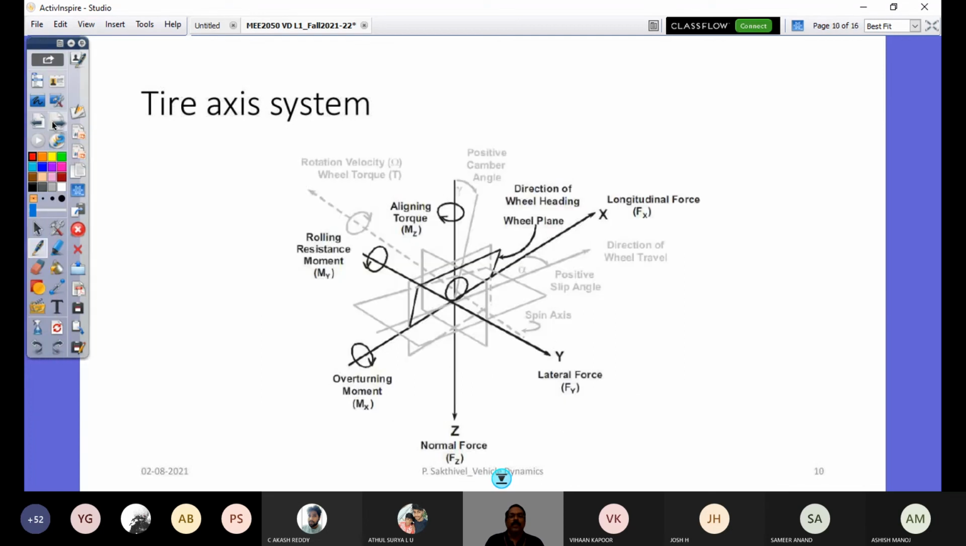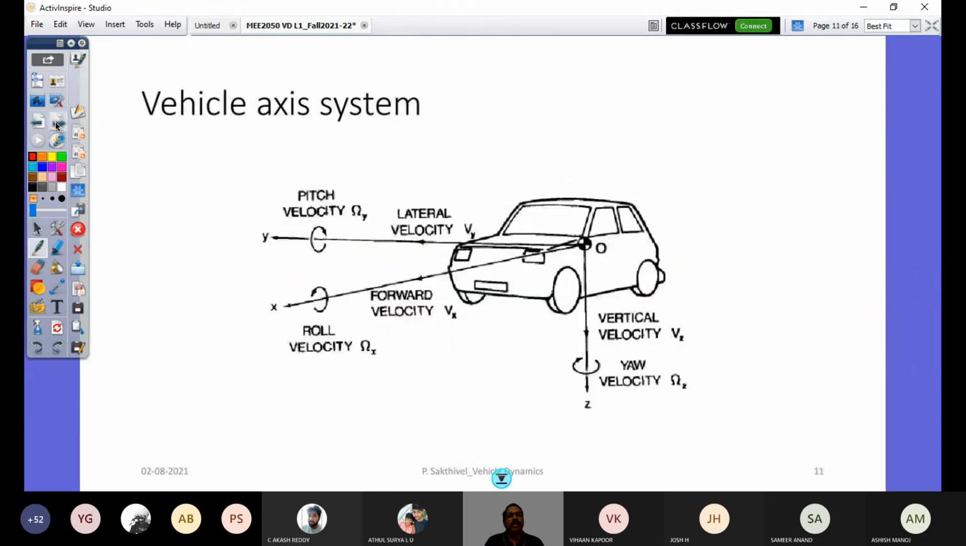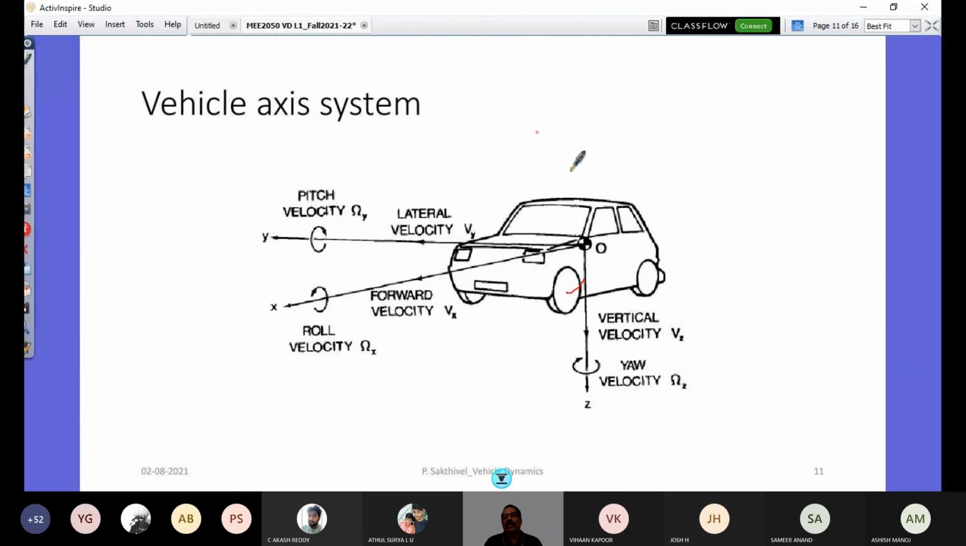And this is another picture, taken from another textbook, to refer to those same things. And it is the vehicle axis system. We looked at the tire axis system in the previous slide. Now the vehicle axis system. This axis system is essentially to understand the response of the vehicle for the forces and moments that are represented in the tire axis system.